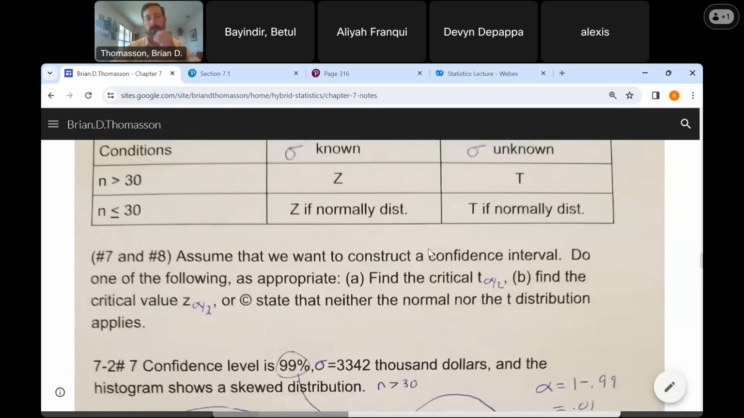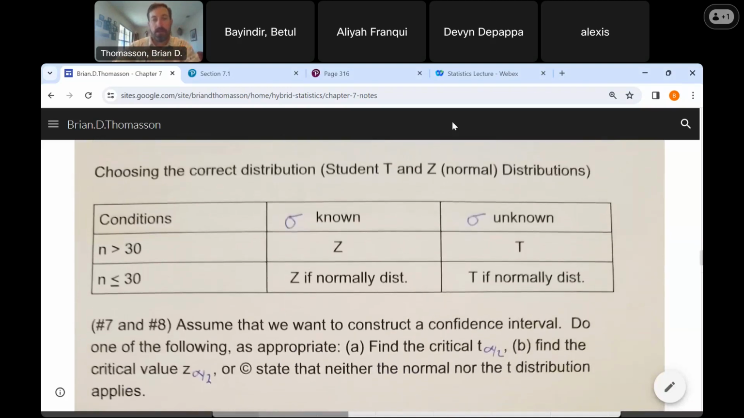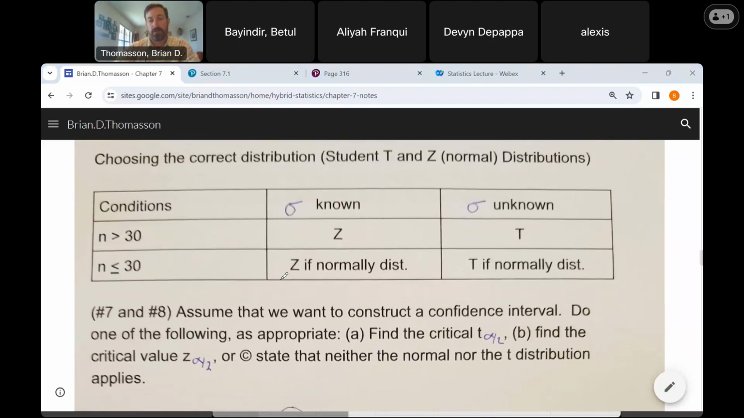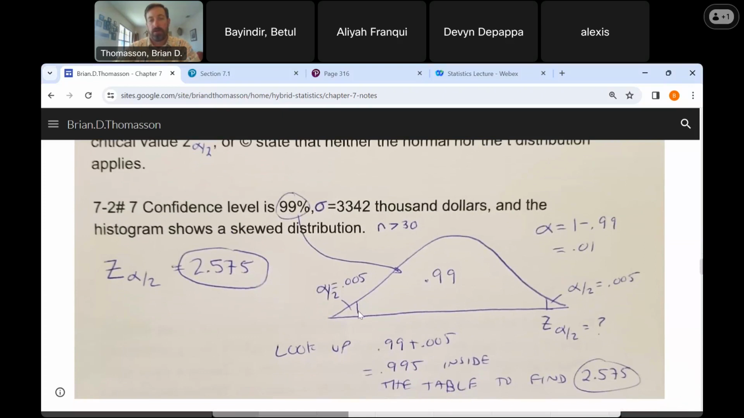Okay. So if we go up here, they told us we know sigma. Sigma was 3,342. And they told us n is above 30. So if we line up that row and that column, this is going to be a z. So this is nothing different than what we did in the previous section. Okay. So I'll remind us how to do that.